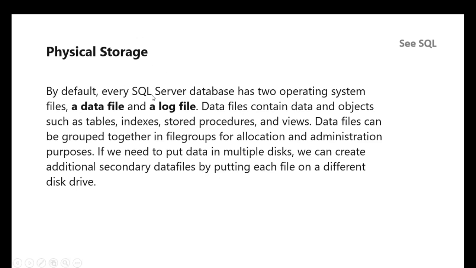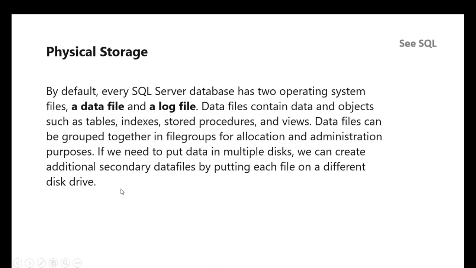By default, every SQL Server database has two operating system files, a data file and a log file. The data file contains data and objects such as tables, indexes, and other objects like stored procedures and views. Data files can be grouped together in file groups for allocation and administration purposes. If we need to put data on multiple disks, we can create additional secondary data files by putting each file on a different disk drive.